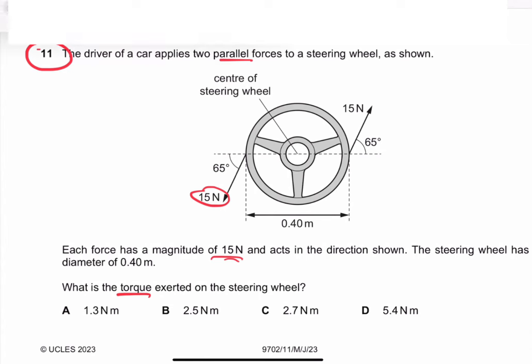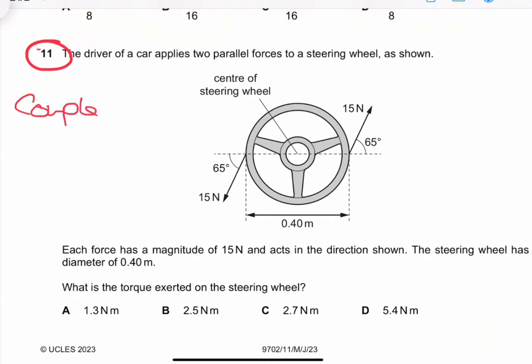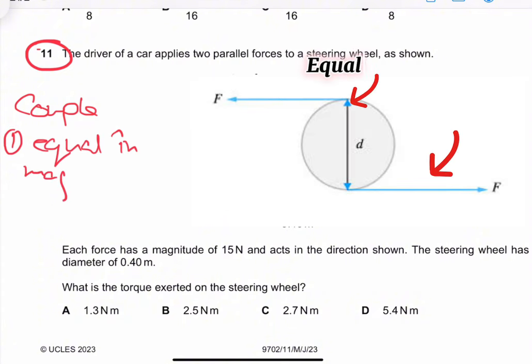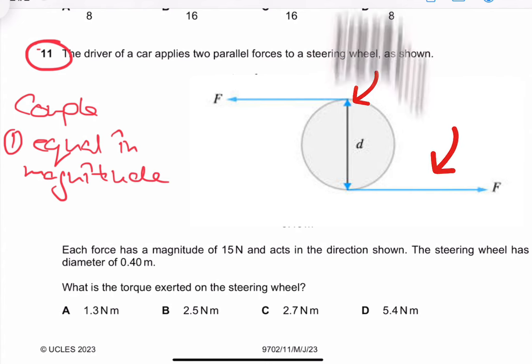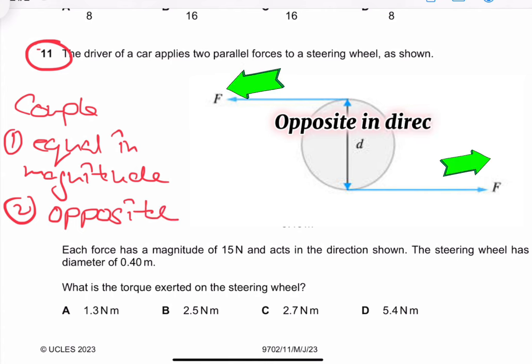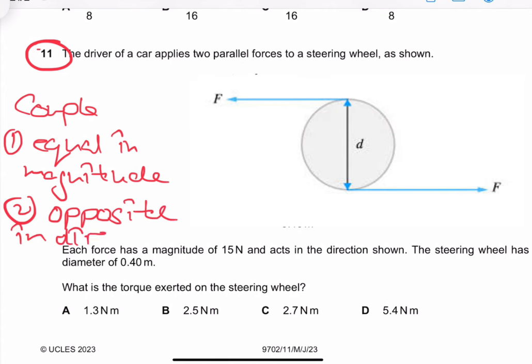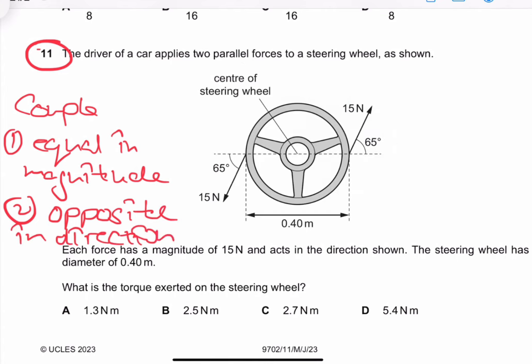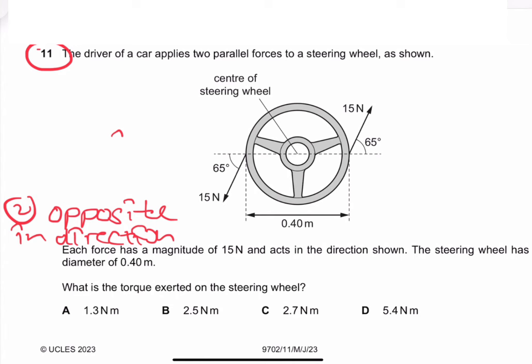Now, the most important thing that you should be realizing is that we have what we call a couple, okay? So a couple generally refers to two forces that are about equal in magnitude, okay? And they are opposite in direction. Those forces are also forces of the same type, but those are generally some of the properties that you should be looking for in a couple.